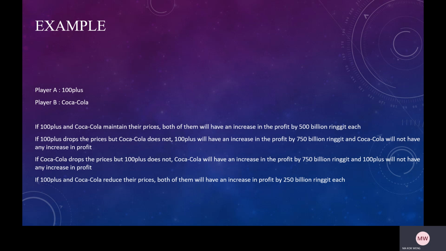If Coca-Cola drops the price but 100 Plus does not, Coca-Cola will have an increase in the profit by 750 billion ringgit and 100 Plus will not have any increase in the profit. If 100 Plus and Coca-Cola both decide to reduce their prices, both of them will have an increase in profit by 250 billion ringgit each.